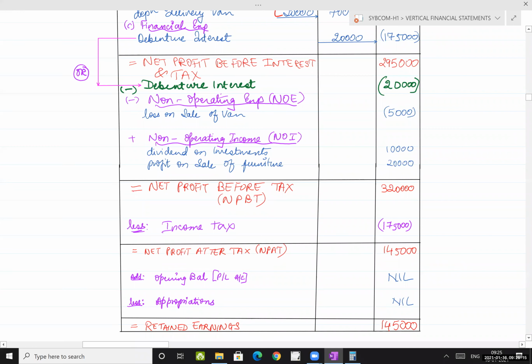समझ में आ रहा है सबको? समझा? Whether you do P&L account of ledger format or this format, the new format, the final answer does not change. Okay, acknowledge it in the chat box if you have understood. Then I'll move on to the next sum.